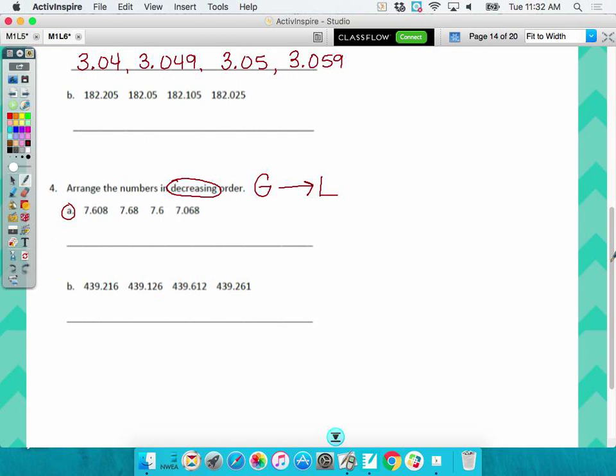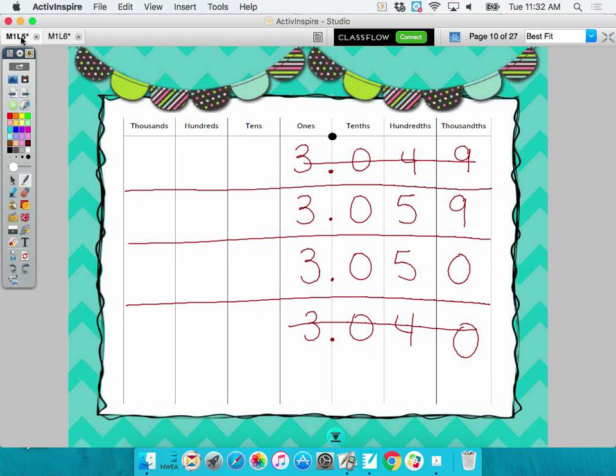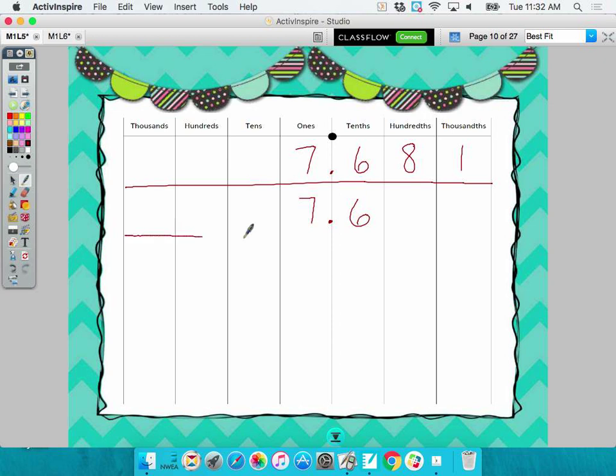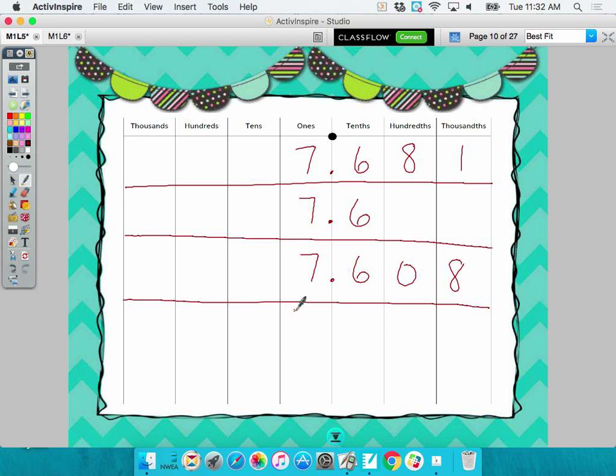So Cooper will tell me what numbers to put on the place value chart, and the rest of us write them. So tell me the first number. 7 and 681 thousandths. Okay. 7 and 6 tenths. 7 and 608 thousandths. 7 and 68 thousandths.